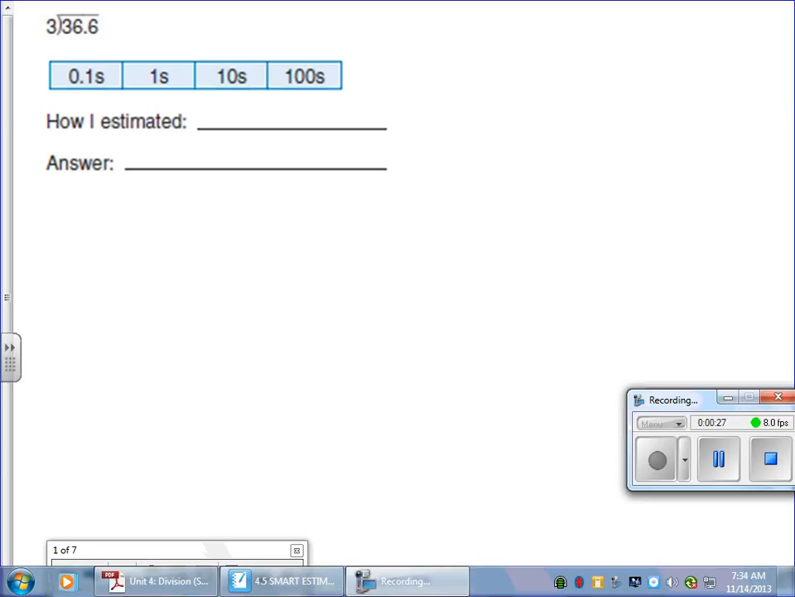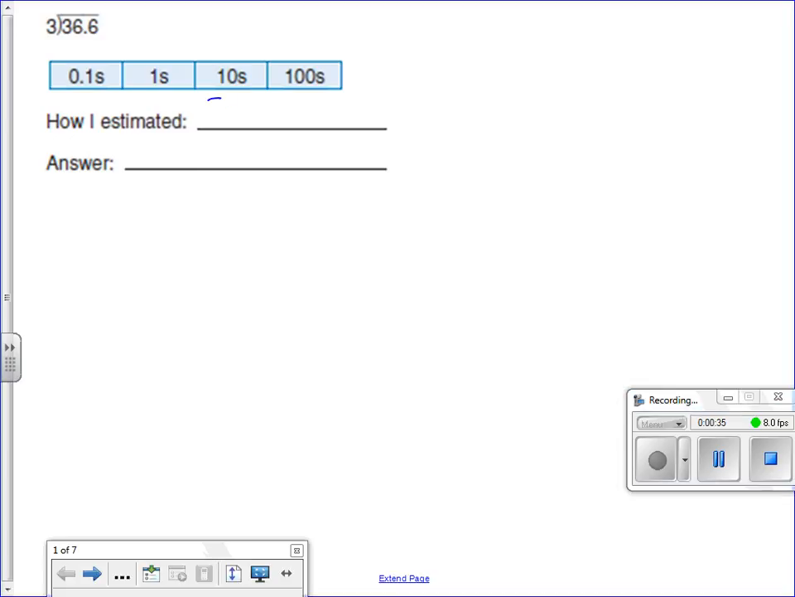So I'm going to go ahead and round 36. I'm going to round it down. Normally you'd round it up to 40, but 3 can't go into 40. So I'm rounding 36 and 6/10 to 30. And then I'm going to divide it by 3, and that's going to equal 10. So I know my answer has to be pretty close to 10. I'm going to circle the 10s on my estimation bar, my magnitude estimation bar.